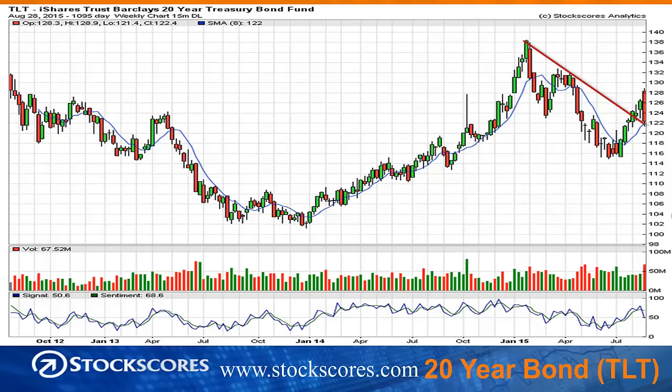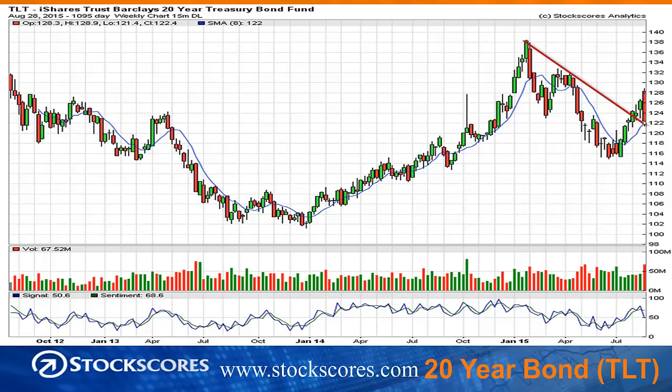But we had a big reversal week. This is called a bearish engulfing candle, where the high and the low are wider than the previous week's high and low, and it's bearish because it's red. That means it closed below its open for the week. So that's a pretty good sign that the bond market wants to move lower, interest rates go up.